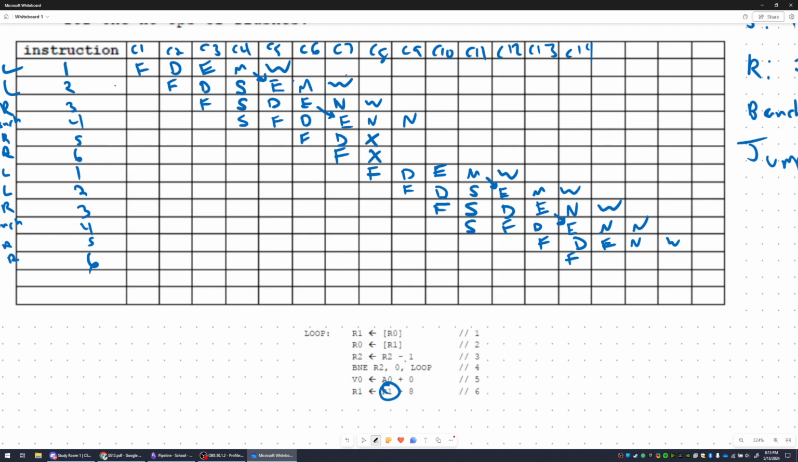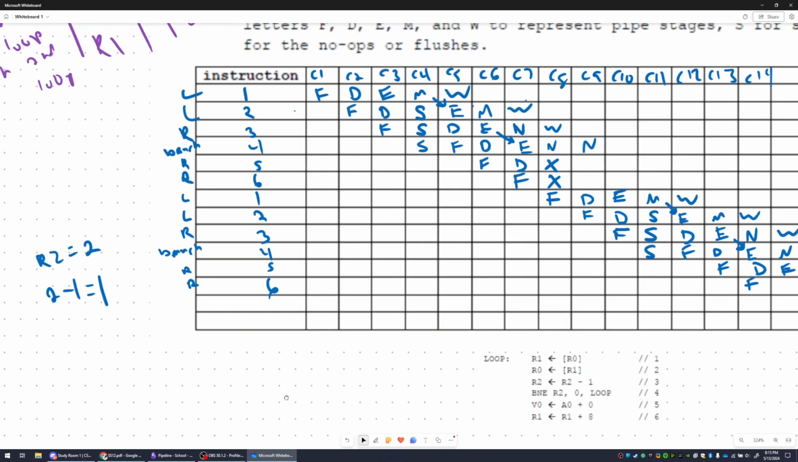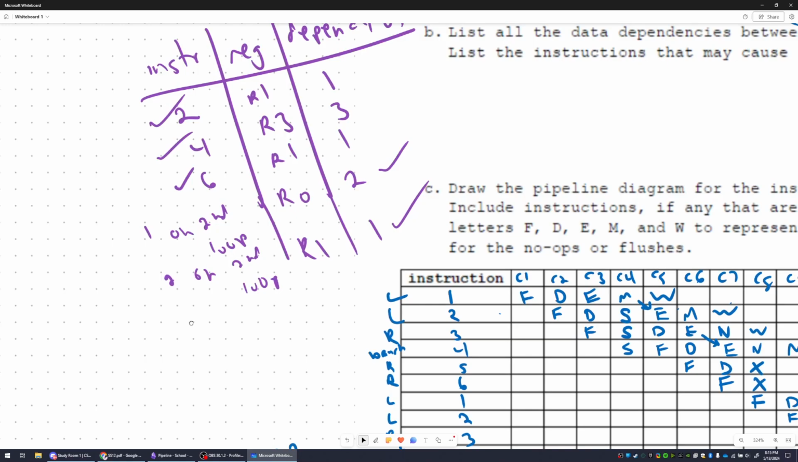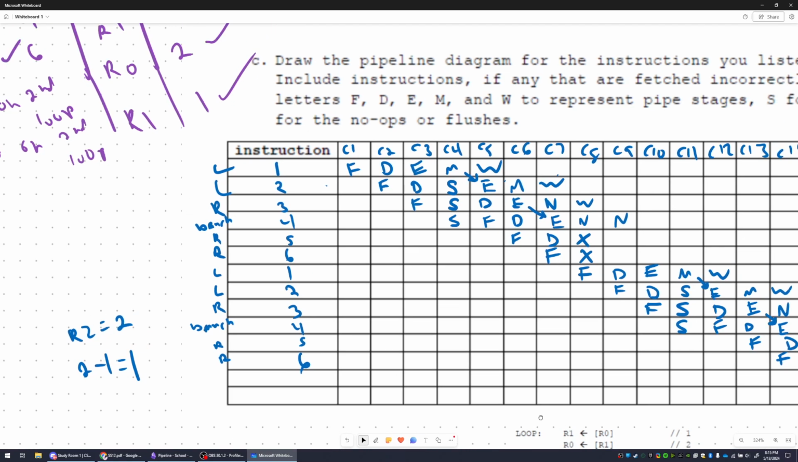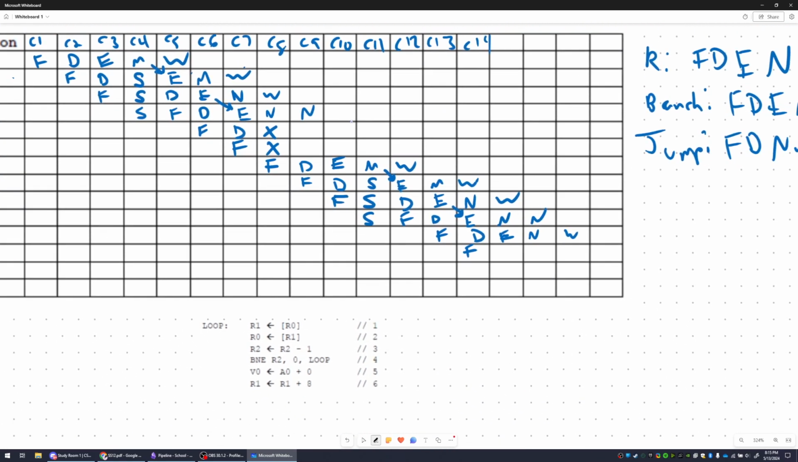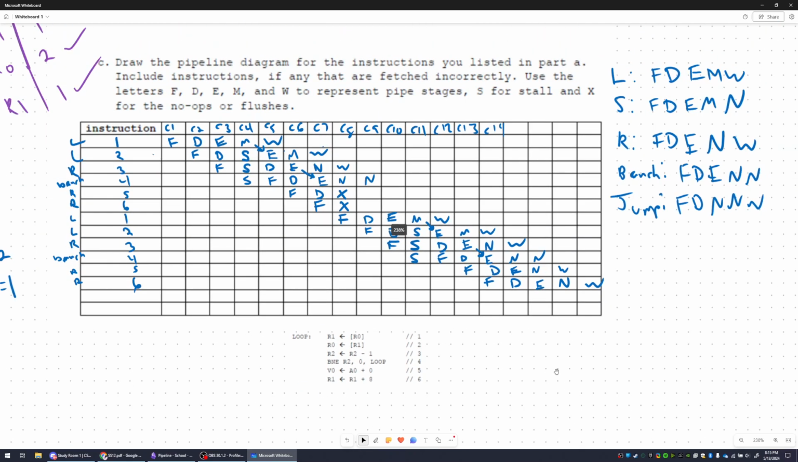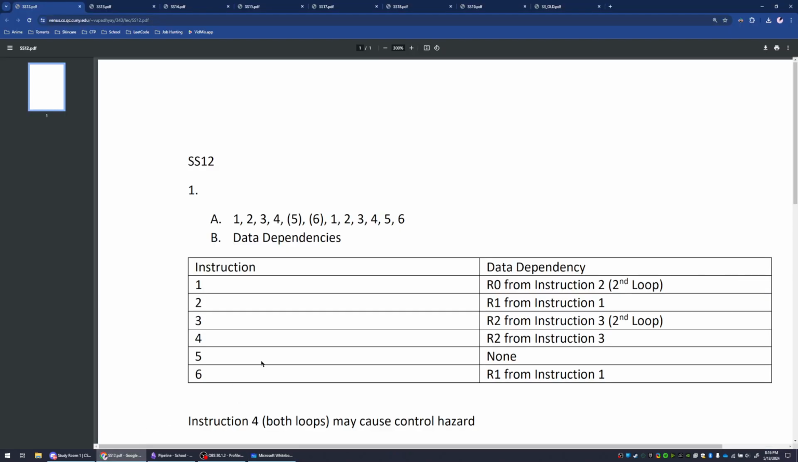Is there any dependency? I think there was, but it was not. 6 is on line 1. Line 1 is long done by then, I think. Yeah, line 1 was here. That's long finished, so no problem. Fetch, decode, exec, no op, right back. So that should be the whole pipeline for the answer.